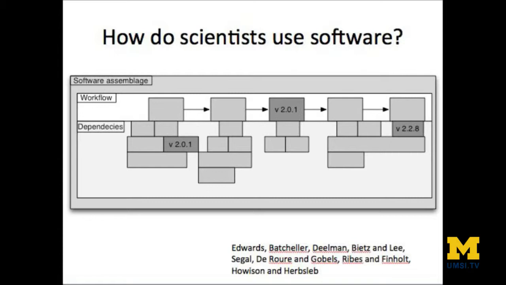which is the idea that what scientists are doing is they're taking a ton of these information artifacts and they're pulling them together in order to do work. And in doing so, interesting things happen. And one of the things here is that a component that's up here in the workflow can also end up as a dependency somewhere else.